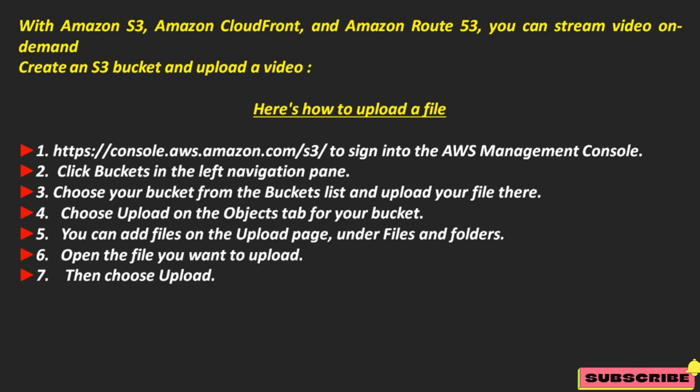Fourth step, choose Upload on the Objects tab from your bucket. Fifth step, you can add your files on the Upload page under Files and folders. Sixth step, open the file you want to upload, and if you upload a sample.mp4, for example, you will get a video, then choose your upload process.